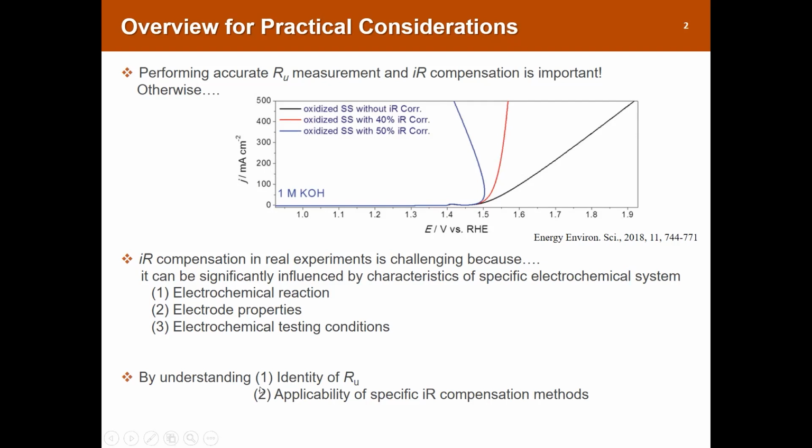So our goal for practical IR compensation is that we first have to understand what the RU is in a specific electrochemical system. And there are 3 different IR compensation methods, but some of them work for a certain system and the others might not work. So I'm going to show some examples.